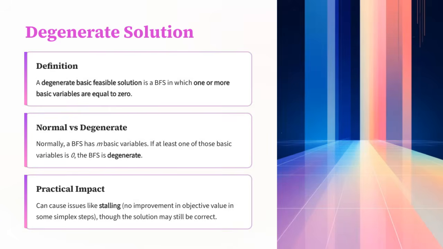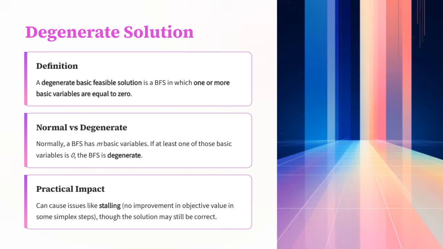Sometimes, during the simplex method, we might encounter issues like stalling, where there's no improvement in the objective value in some steps. However, it's important to remember that even if this happens, the solution can still be correct. Now, let's talk about the practical impact of this. Typically, a basic feasible solution, or BFS, involves m basic variables. If one of those basic variables is 0, then we say the BFS is degenerate.